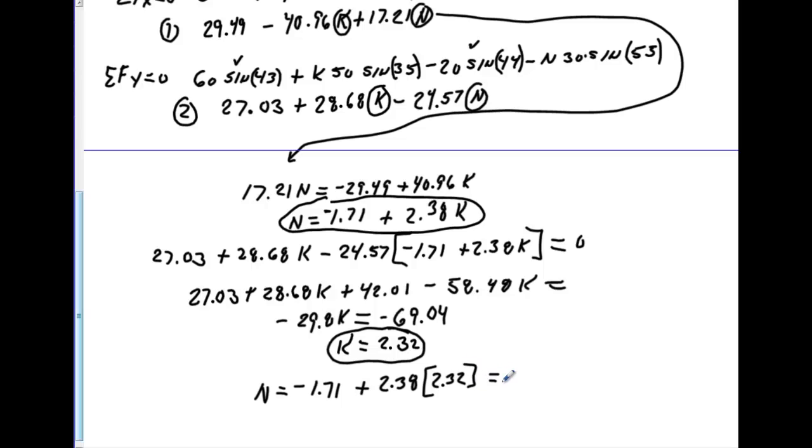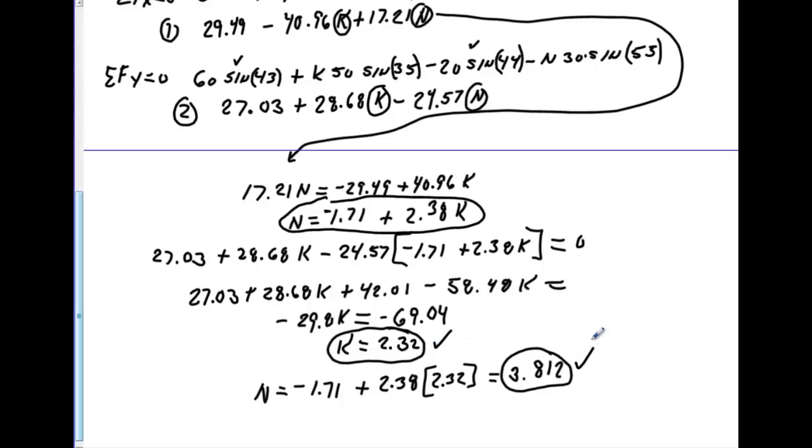Negative 1.71 plus 2.38 times 2.32. That gives us a value of n of 3.812. Again, this is rounding a little bit different here, but we got 2 places to the right of the decimal here, and you could make this 3.81. It's going to be close enough. So that's how you get the two variables. That's how you get the value of k, and that's how you get the value of n.